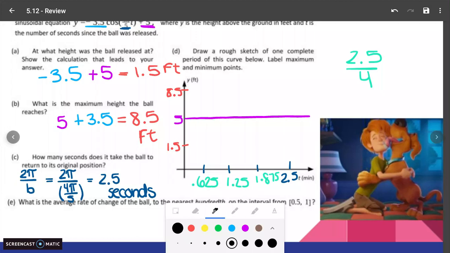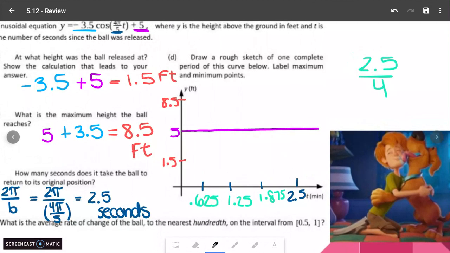So now we're ready to make our curve. Cosine, remember, starts either above or below the midline. Because it's a negative 3.5, we're going to start low. So there was my starting point. In the next increment, we get up to the midline. The next one, we go up to the maximum. Then we start working our way back down.